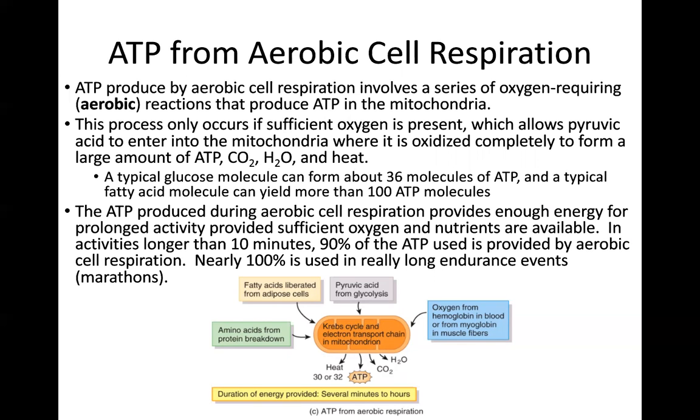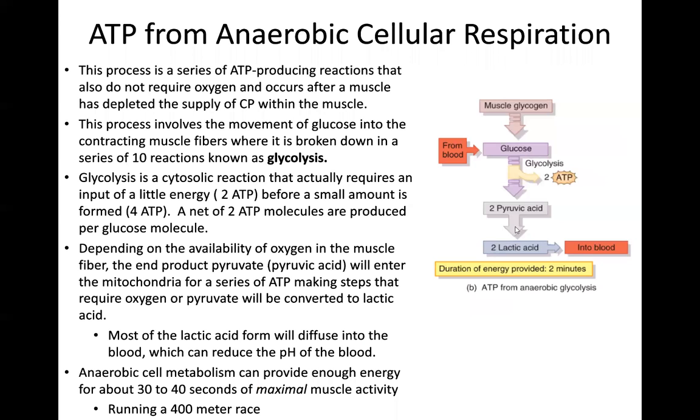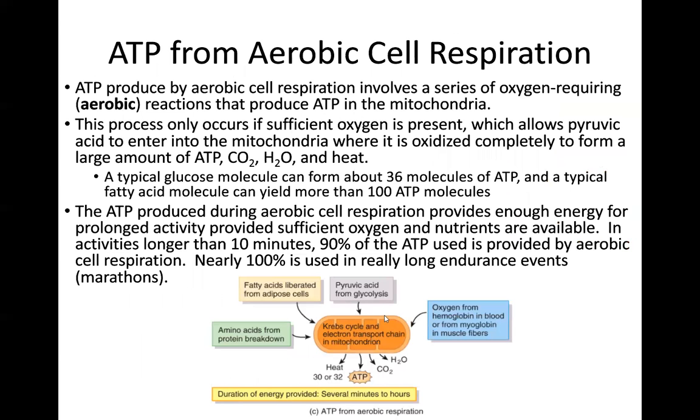Okay. ATP from aerobic cell respiration is the most complex of the processes. And since it's aerobic, it's oxygen requiring. And this is all taking place inside the mitochondria. Once again, it only occurs if sufficient oxygen is present. And this is where we take that pyruvic acid that we formed in glycolysis right here. If we didn't form lactic acid, instead, we take that pyruvic acid, bring it into the mitochondria. We then go through oxidation and we produce a huge amount of ATP, a lot more than what we did earlier, 30 to 32. And if you add them all up, you get a total of 36.